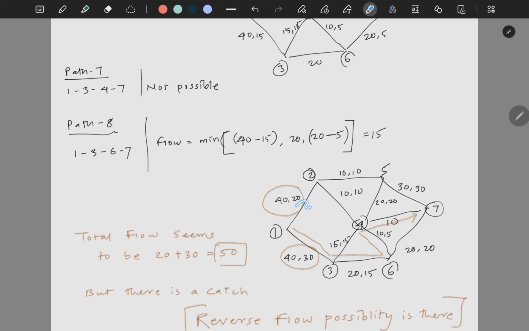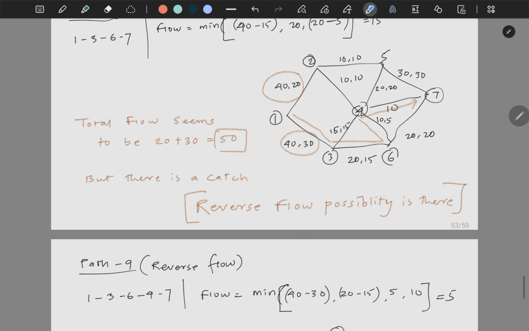20 liters are flowing from node 1 in this direction, and 30 liters are flowing from node 1 in this direction. So from the source there are 20 plus 30, that is 50 liters of liquid flowing. But if you see, there is one path which we haven't considered yet. So again, I'll write the arrows here, because without the arrows it is very difficult.